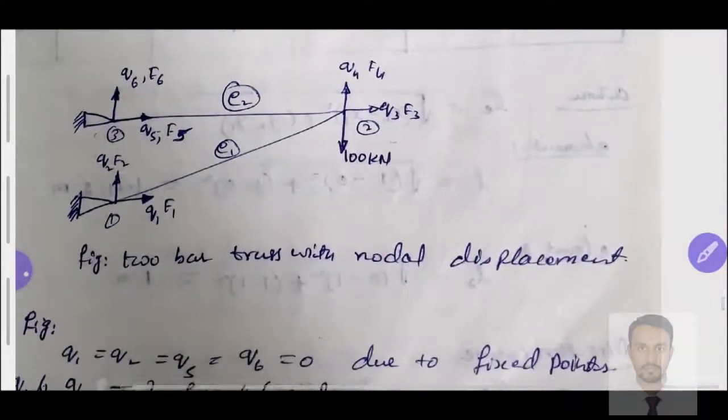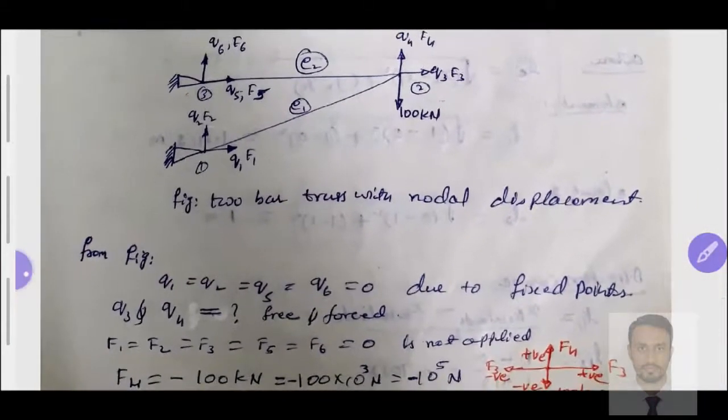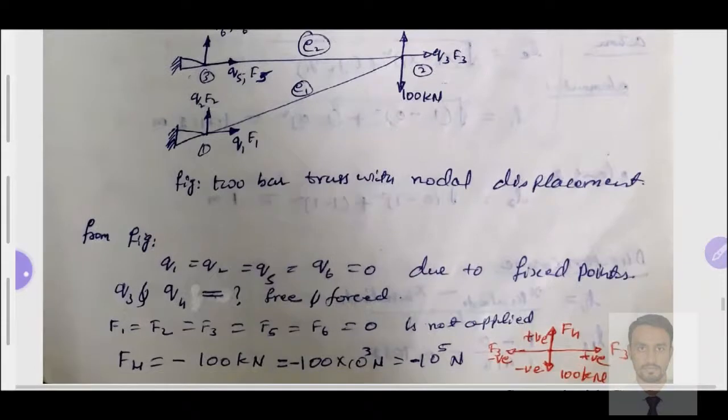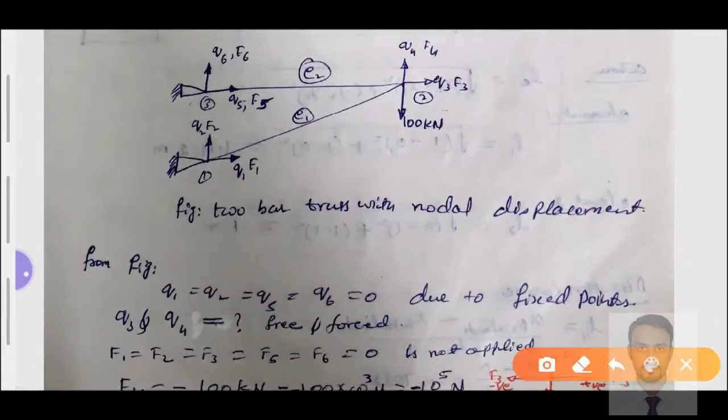Just I have some statements here. This is a finite element model for a given bar element. See, Q1 is equal to Q2 is equal to Q5 is equal to Q6 is equal to 0. Where will these Q1, Q2, Q5 come? Here Q1, Q2 at node number 1. It is fixed along x direction and along y direction. That means the displacement along x and y direction is equal to 0.